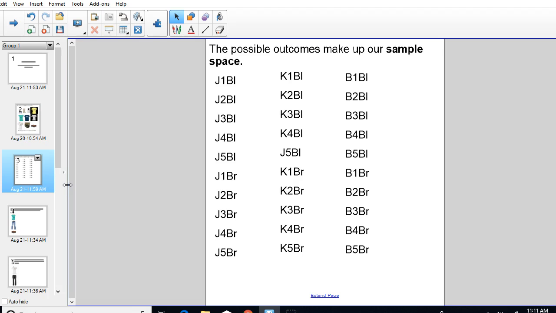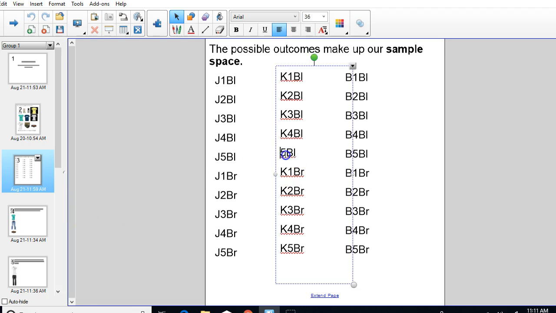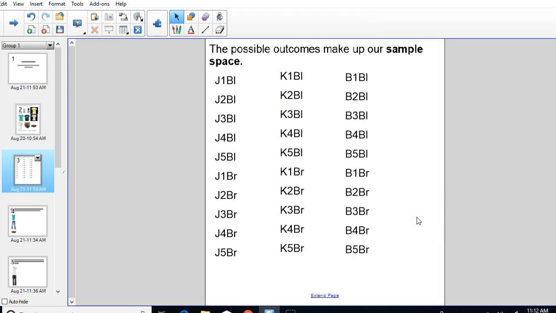These are all of the possible options. I use J, K, and B for jeans, khakis, and black. I just numbered the shirts 1 through 5, and then I use BL for black shoes and BR for brown shoes. So you may have chosen something different, but except for that right there should be a K, shouldn't it? So in some systematic fashion, you should have figured out all of these different possibilities. So this is called the sample space for this particular instance.